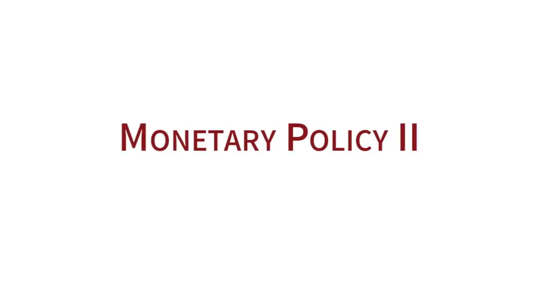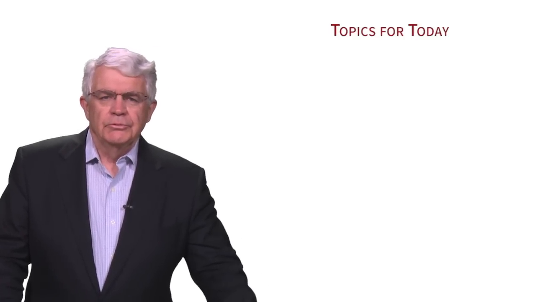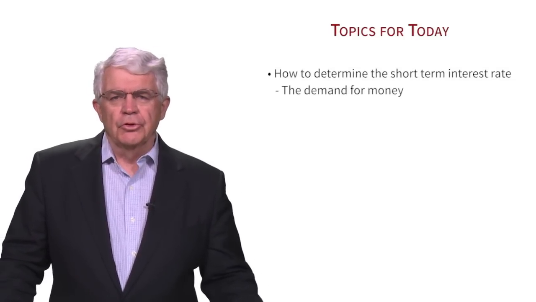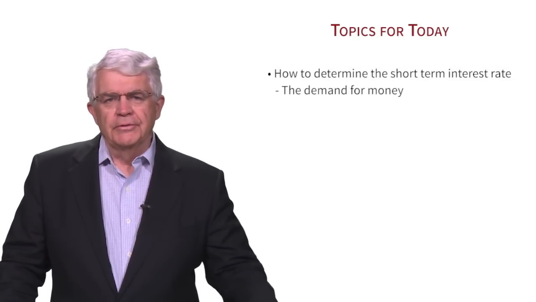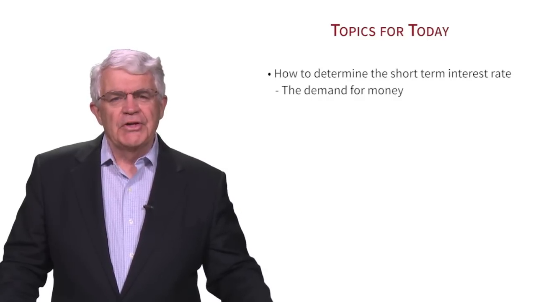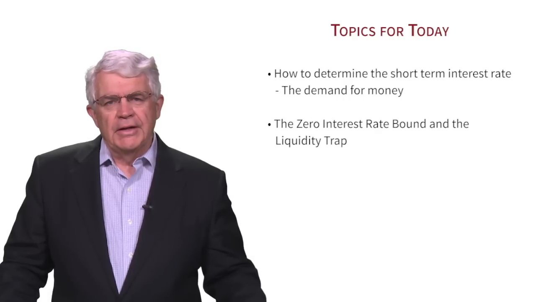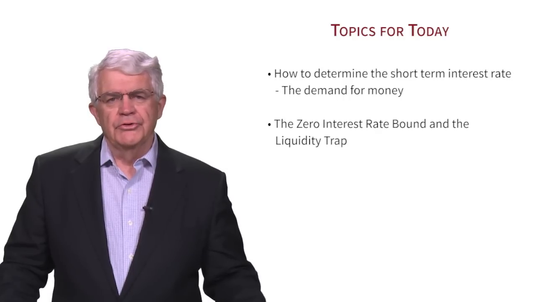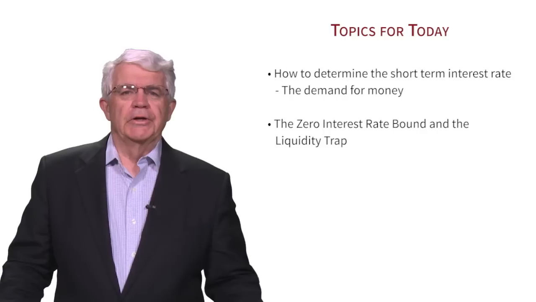Okay, we're going to continue our discussion of monetary policy now. The topics for today are going to be two. One is how to determine the short-term interest rate if you are running the Federal Reserve, and the demand for money is going to be very much part of that. And then second, we're going to consider this idea that the interest rate cannot go below zero. Short-term interest rate is bounded at the bottom by zero. That's the zero interest rate bound, and that gives rise to the concept of a liquidity trap.